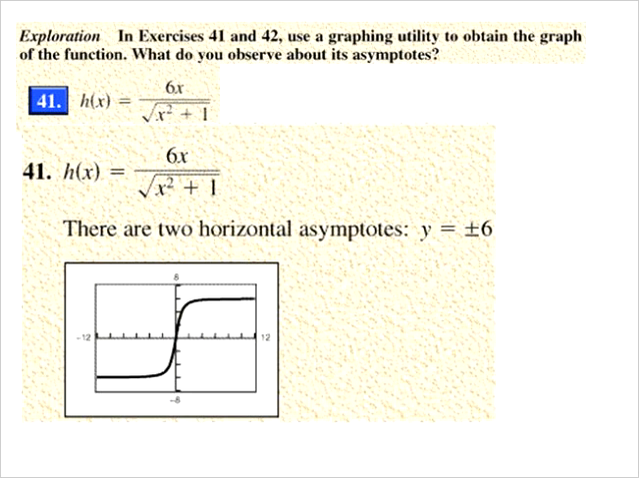All right, using a graphing calculator here, there appears to be only horizontal asymptotes, no vertical asymptote in this one. And if we look, it appears to be approaching +6 and -6, but it depends which way your graph is coming. So we do have those two horizontal asymptotes of +6 and -6.